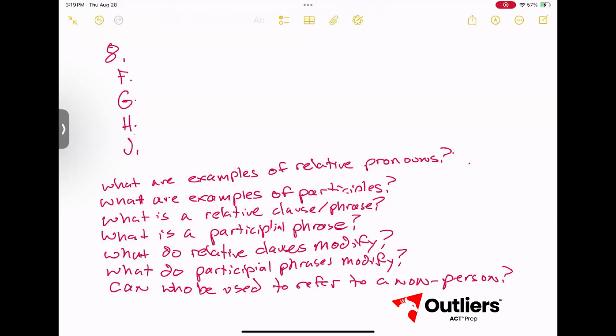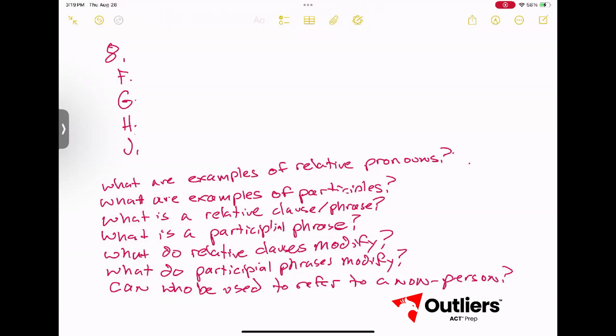What are examples of relative pronouns? Who, whom, whose, which, that. What are examples of participles? Any ing ending word is great to use here. And there are definitely ed and en ending participles, but the vast majority of the times you're going to see it on the ACT, and in this question, it's going to be an ing ending word.